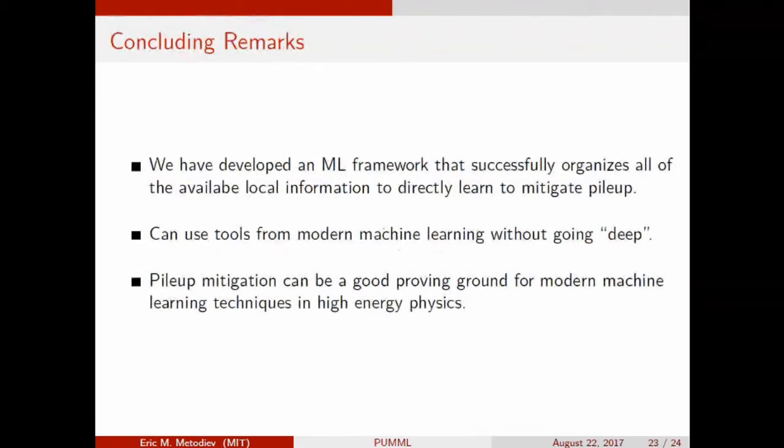And I'll conclude by saying that we have an ML framework with multi-channel jet images, which you could extend to event images, as we heard yesterday in this track, where you use multiple channels for the different information you have. And you can use tools for machine learning, in this case convolutional layers, without going deep, without having millions of parameters, and still span a physically sensible space, at least in the regimes we've been able to explore. And I hope I've convinced you that Pileup mitigation can be a good proving ground for using machine learning techniques in high energy physics for regressing and predicting events themselves in the form of jet images. Thanks.